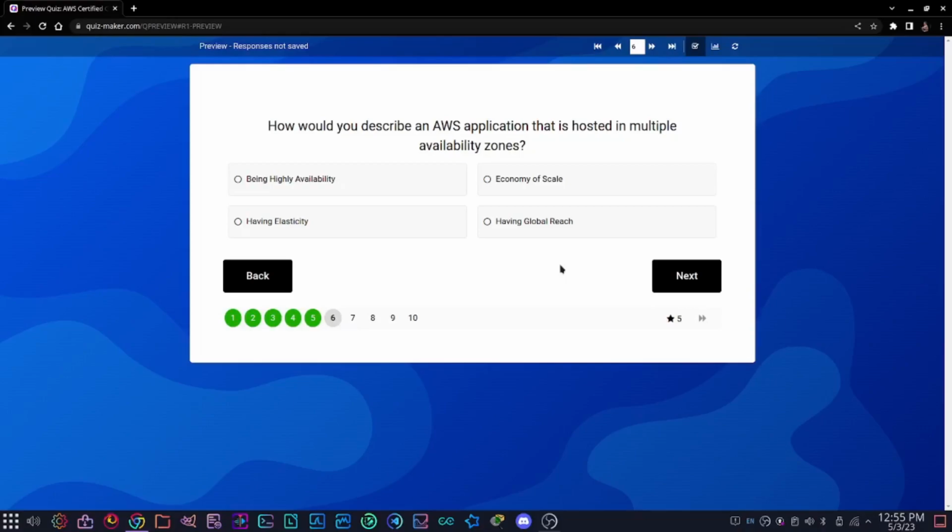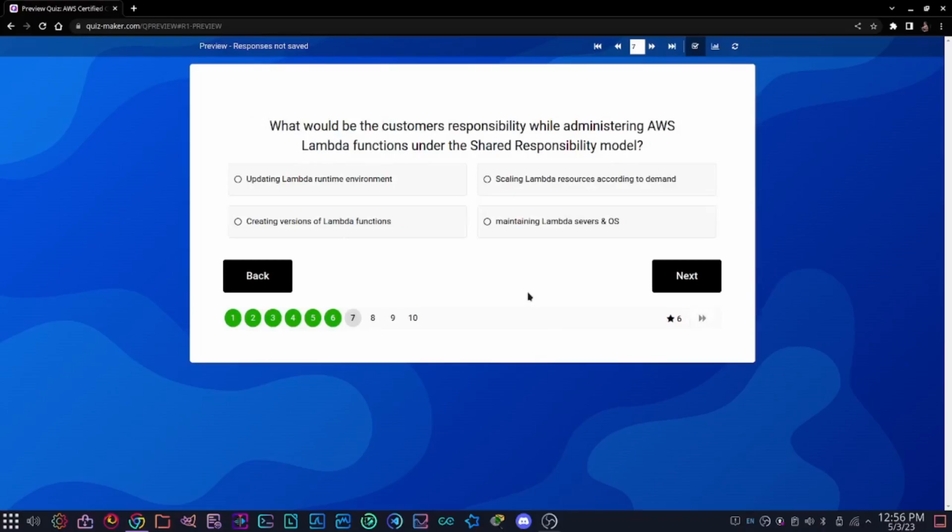Number 6, how would you describe an AWS application that is hosted in multiple availability zones? So first, being highly available, economy of scale, having elasticity, or having global reach. And this might trip up new people as well, because you might think, okay, it's in multiple availability zones, this sounds like it has global reach. Well, availability zones can be in the same country, so we know that having global reach wouldn't be the best answer. That'd be more leaning towards regions, but the best answer for this one is going to be being highly available. So if one goes down, then you can just resort to the other one.